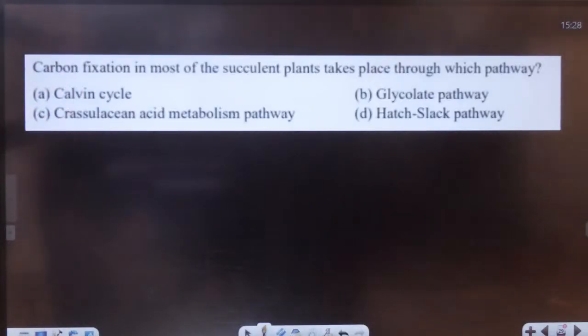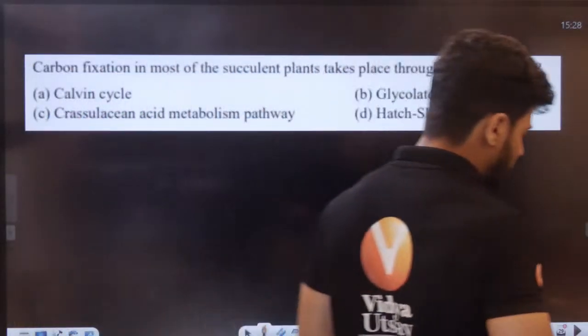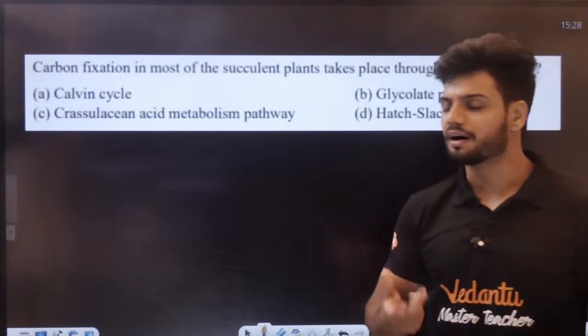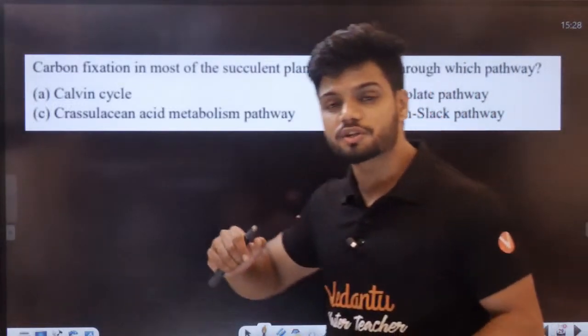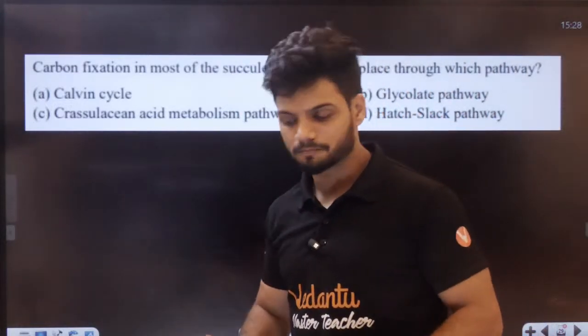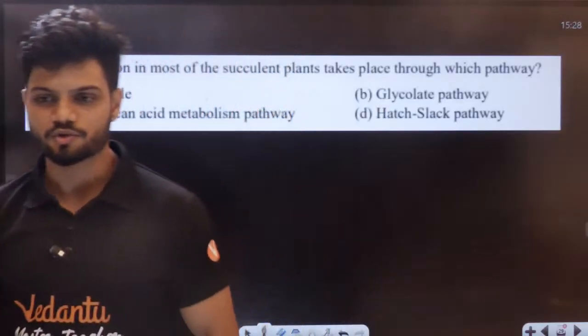If you're able to solve this question, it is a very easy question. The carbon fixation in most succulent plants. Succulent plants are the plants found in desert conditions. In desert conditions, which type of metabolism or which type of cell reaction will plants undergo, students?